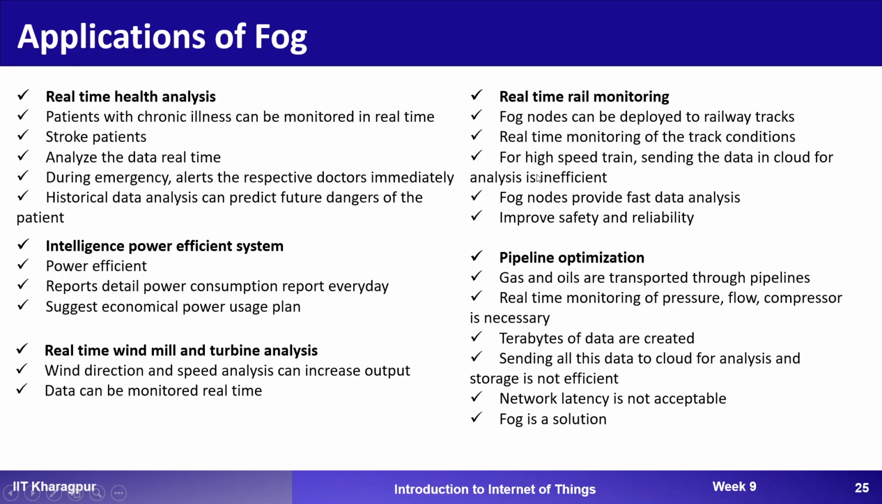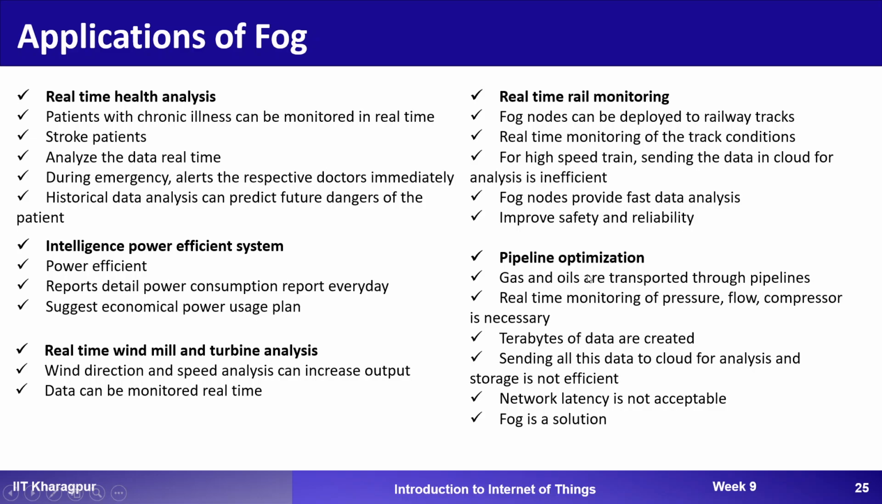The next application is real-time rail monitoring. Fog nodes can be deployed on the railway track, which results in real-time monitoring of the track condition. For high-speed trains, sending the data to the cloud for analysis is inefficient. Therefore, fog nodes provide fast data analysis and improve the safety as well as reliability.